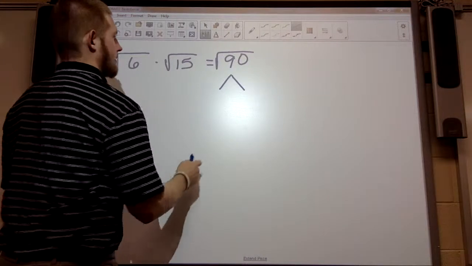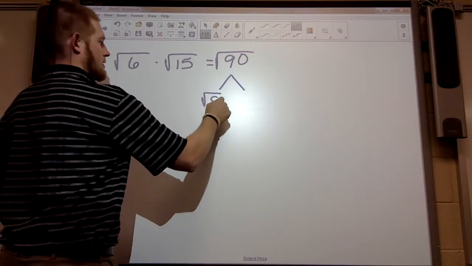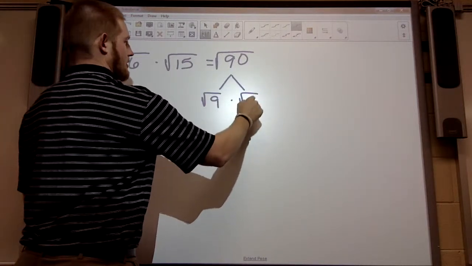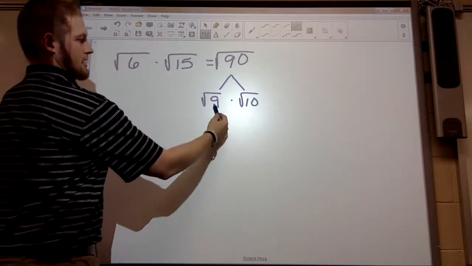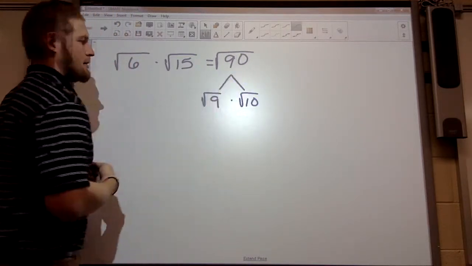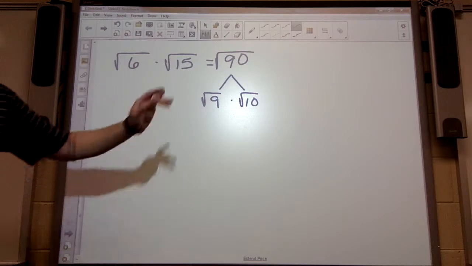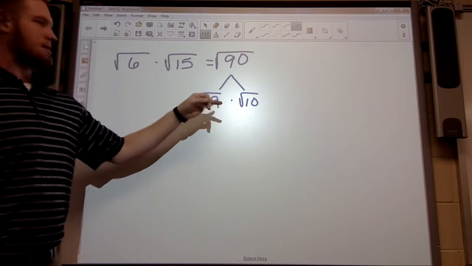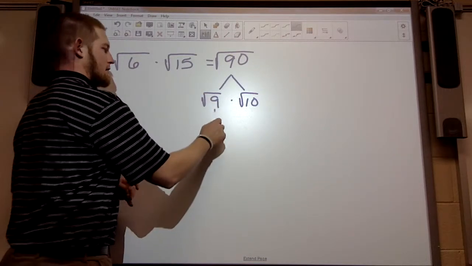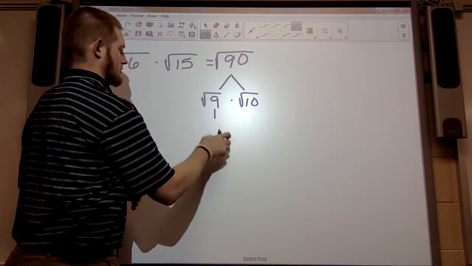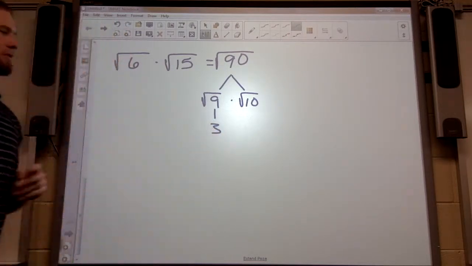So I break this down. I have the square root of 9 times the square root of 10. Notice, 9 times 10 is 90. Right? Well, can I break the square root of 9 down? What is the square root of 9? And this should be 2. Excuse me, not 2. 3. The square root of 9 is 3.